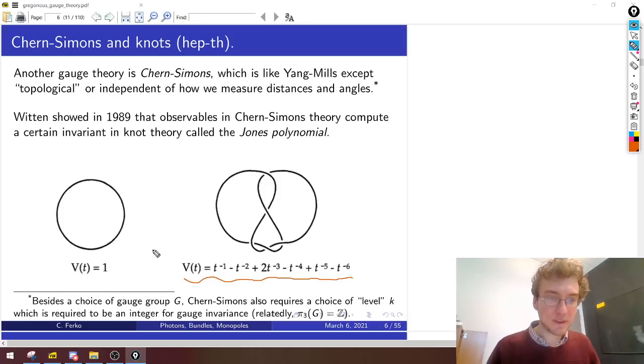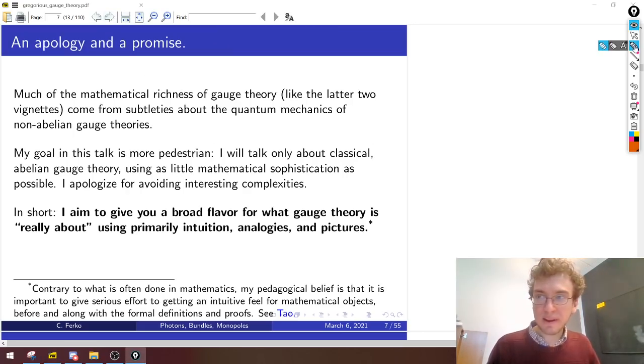The definition involves defining the trivial knot to have a Jones polynomial of 1, and then defining some skein relations that you can use to recursively define it. But I won't get into that. I just want to mention this to show that there's some depth here, right? That gauge theory is somehow connecting to topology and knot theory, which is interesting in and of itself. So that's our motivation.